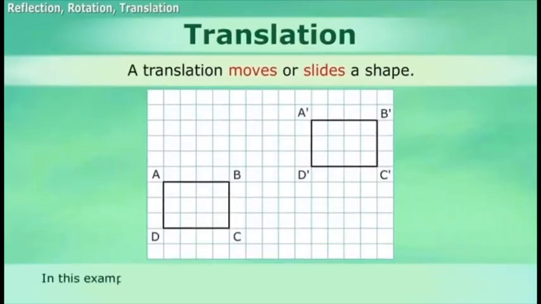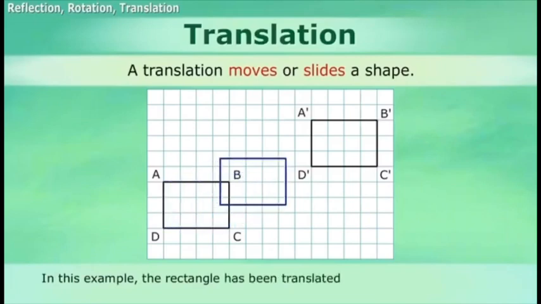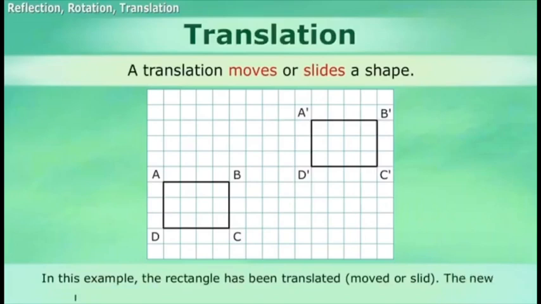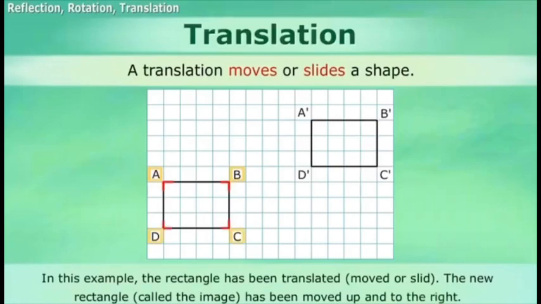Like, in this example, the rectangle has been translated or moved or slid. The new rectangle is called the image. And the image has been moved up to the right. So the image of the rectangle ABCD is A dashed, B dashed, C dashed, D dashed.